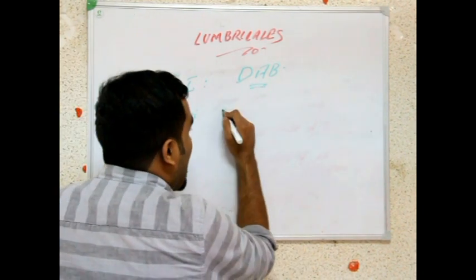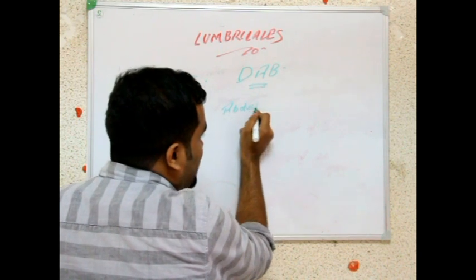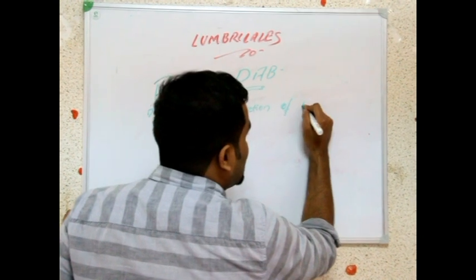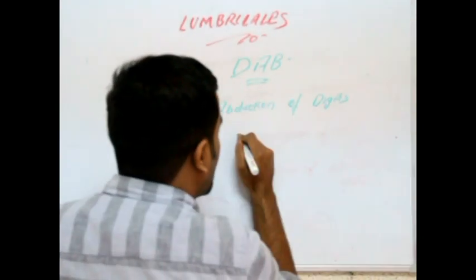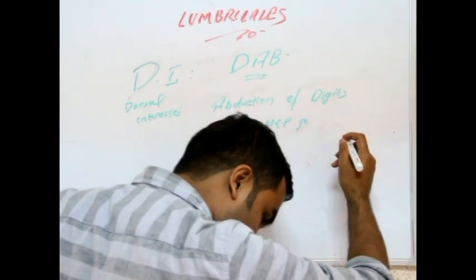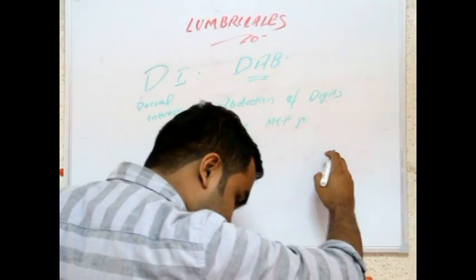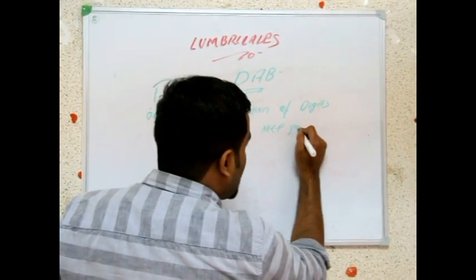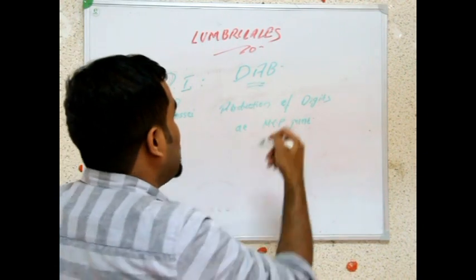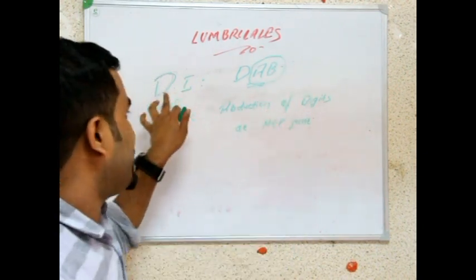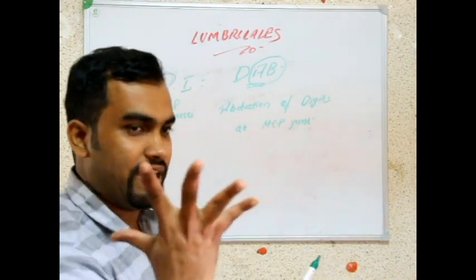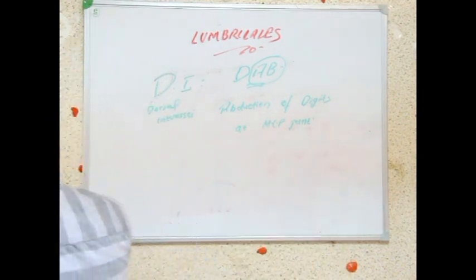DAB means abduction of digits at the MCP, abduction of digits at the metacarpophalangeal joint. See, DAB means abduction; see AB here. So it is a mnemonic. Dorsal interossei, DAB. DAB is abduction. Away, okay? Away.